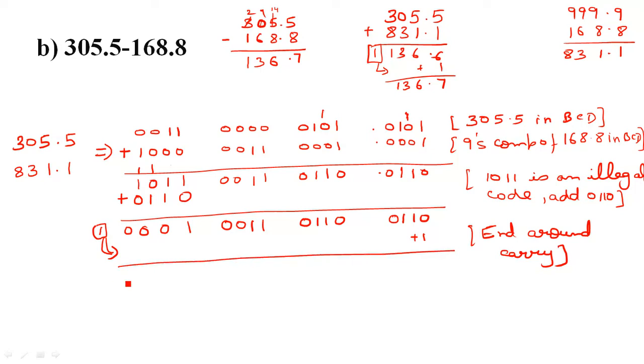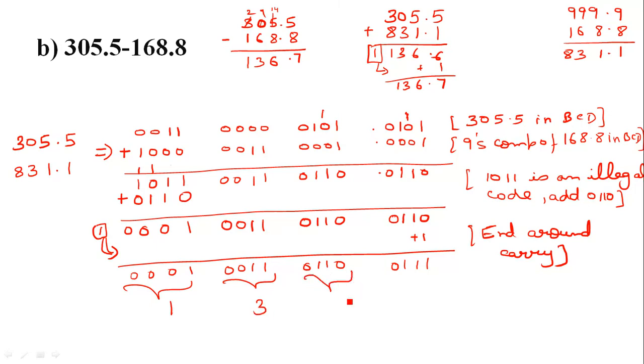So the corrected difference will be 0001 0011 0110 . 0111. This is 1, 3, 6. Here we are having the decimal point, then 7.